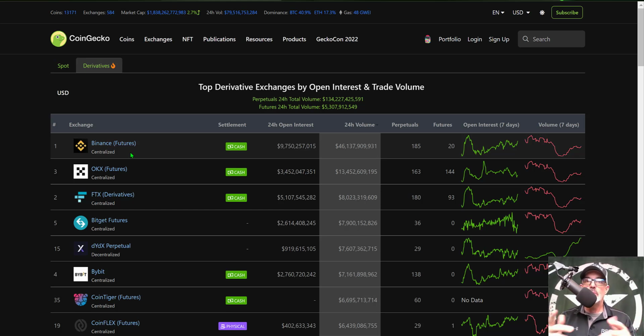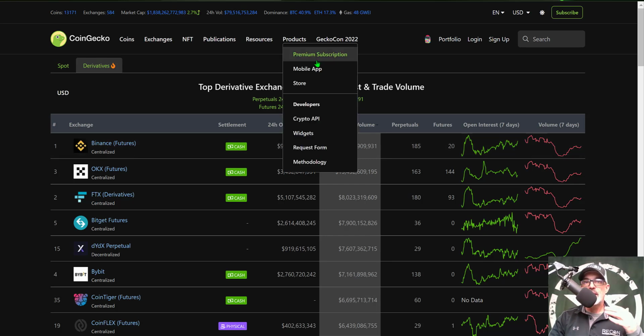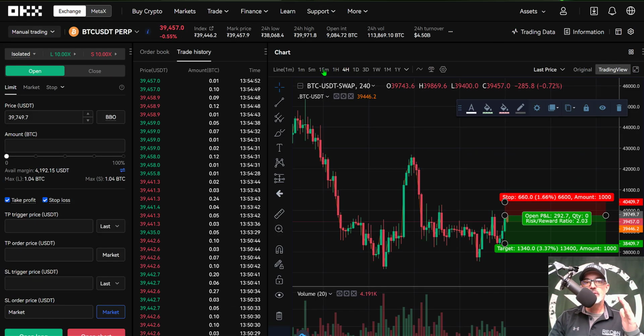Now, with that all being said, you will want to do your own recon on OKX. I have been using OKX for well over a year now for trading, and I've had absolutely no issues with deposits, withdrawals, and the execution of any of my trades. But again, you need to do your own recon. Now, with that all being said, let's actually get into the weeds of executing a short on BTC.